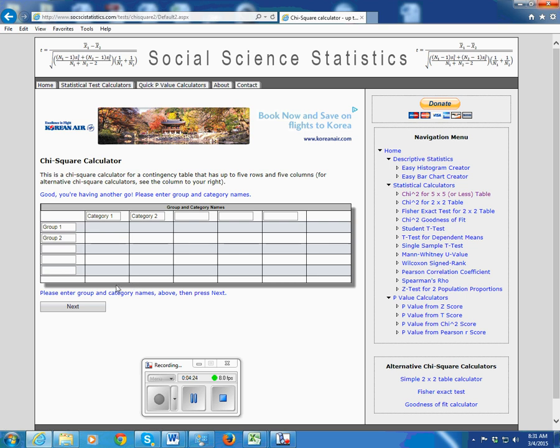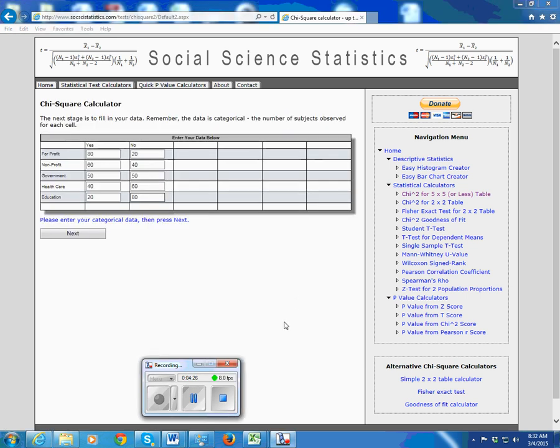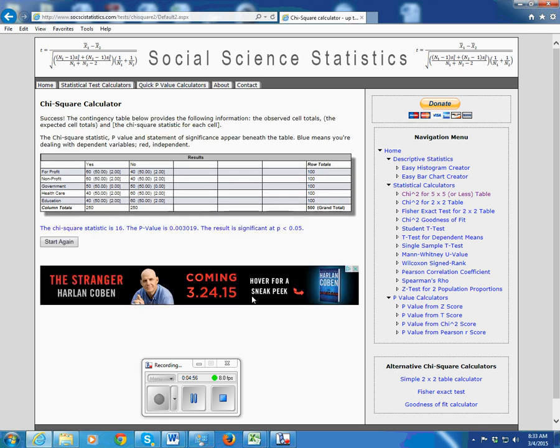So now let me show you something else. You will notice, once again, the same figures based on these 5 groups. But what if I were to change these figures? What if I were to make the for-profit 60-40, and I were to make education 40-60? Let's see what would happen. Well, you will notice that we still have a significant difference between groups.